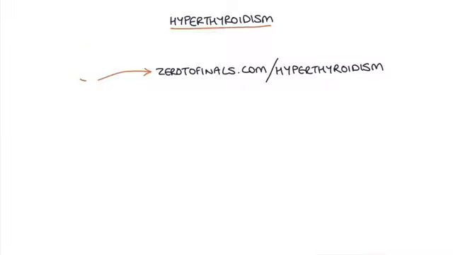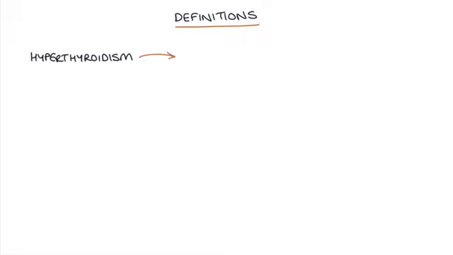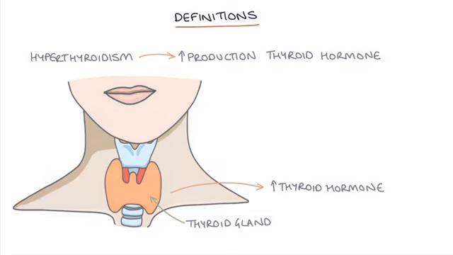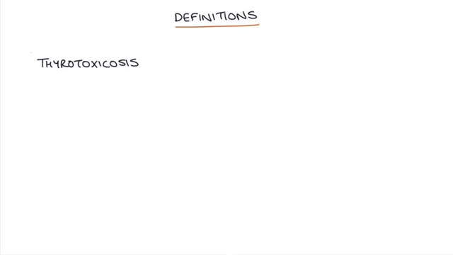So let's jump straight in. Let's start with some basic definitions to help you understand some of the components of this topic. Hyperthyroidism, to start with, is where there's overproduction of thyroid hormone by the thyroid gland. Thyrotoxicosis refers to an abnormal and excessive quantity of thyroid hormone in the body.